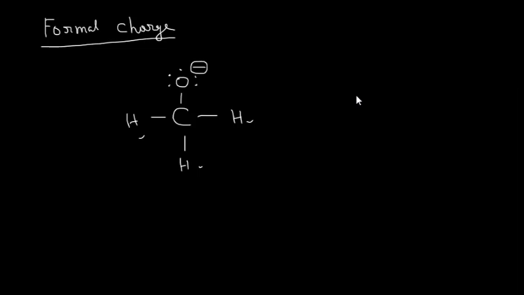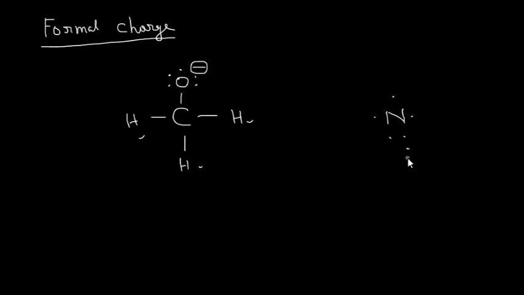Let us take one more example. Formation of ammonium ion. So nitrogen has 5 electrons because it is in group 5. So 1, 2, 3, 4, 5.